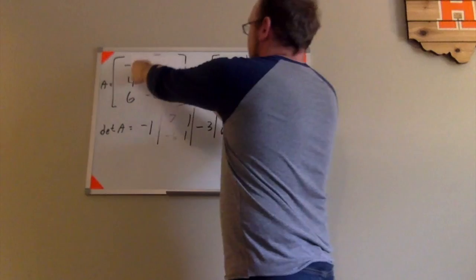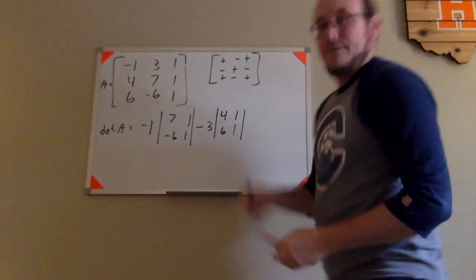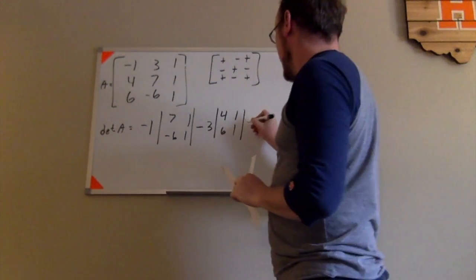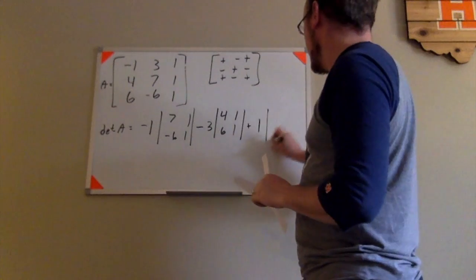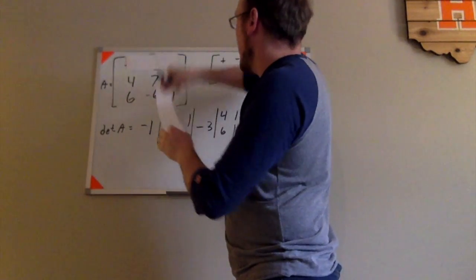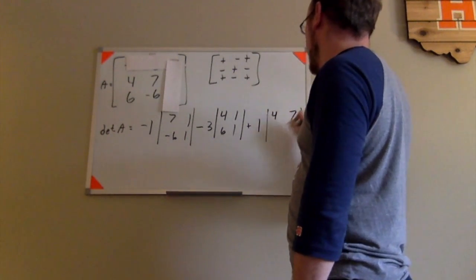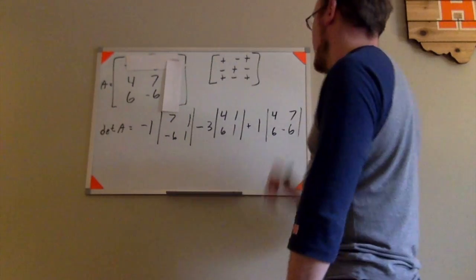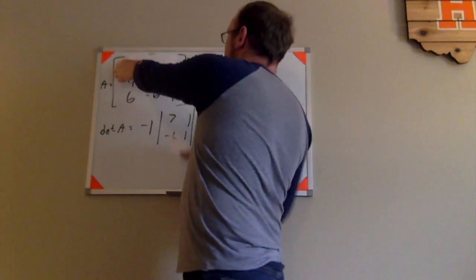And then finally, the last number in that row is +1. Again, I don't need to change the sign of that one, times this smaller determinant. And again, cover up the row and the column to figure out what numbers go in this determinant. So I have 4, 7, 6, and -6. So now I just need to evaluate that to get the determinant.